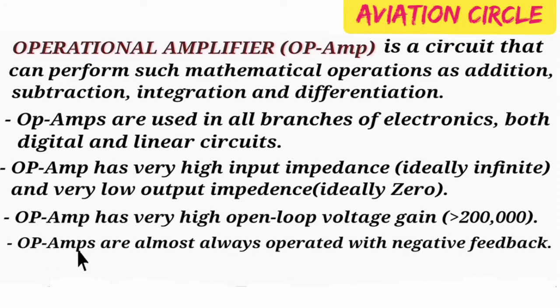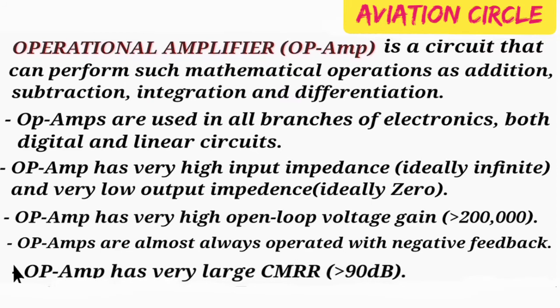Operational amplifiers are almost always operated with negative feedback. The noise level in an amplifier can be reduced by using negative feedback. Operational amplifier has very large CMRR, common mode rejection ratio, which is greater than 90 dB.